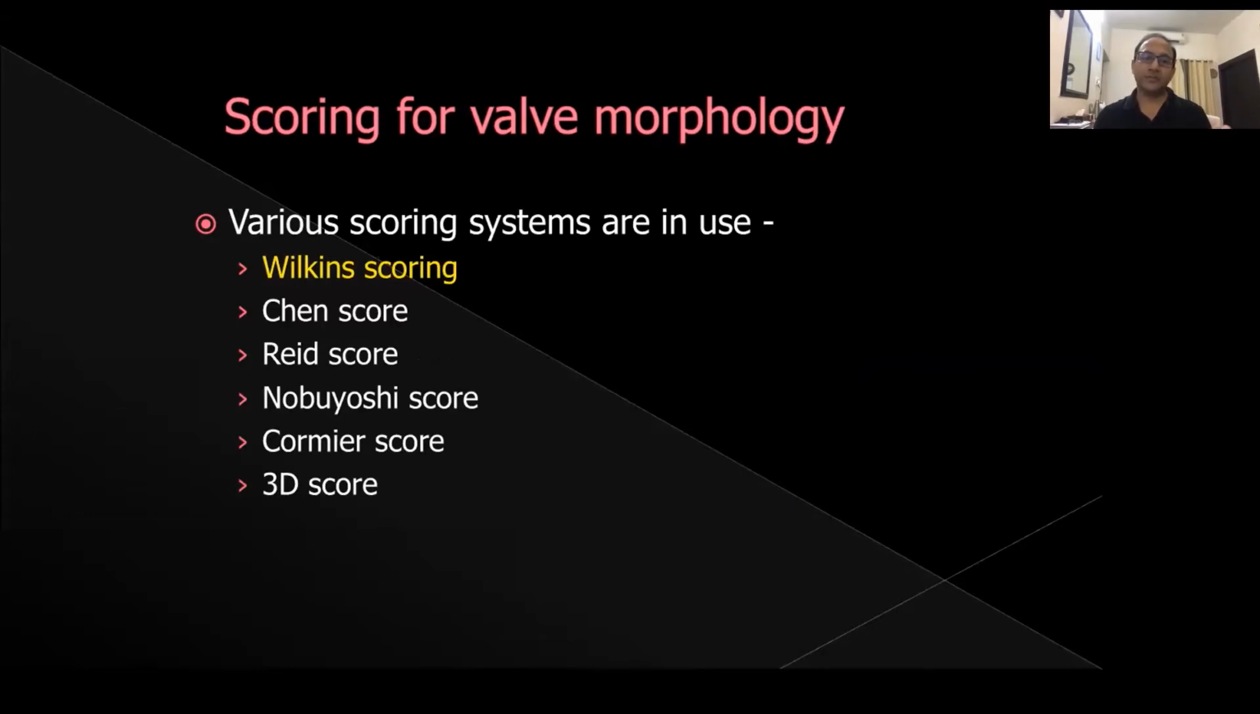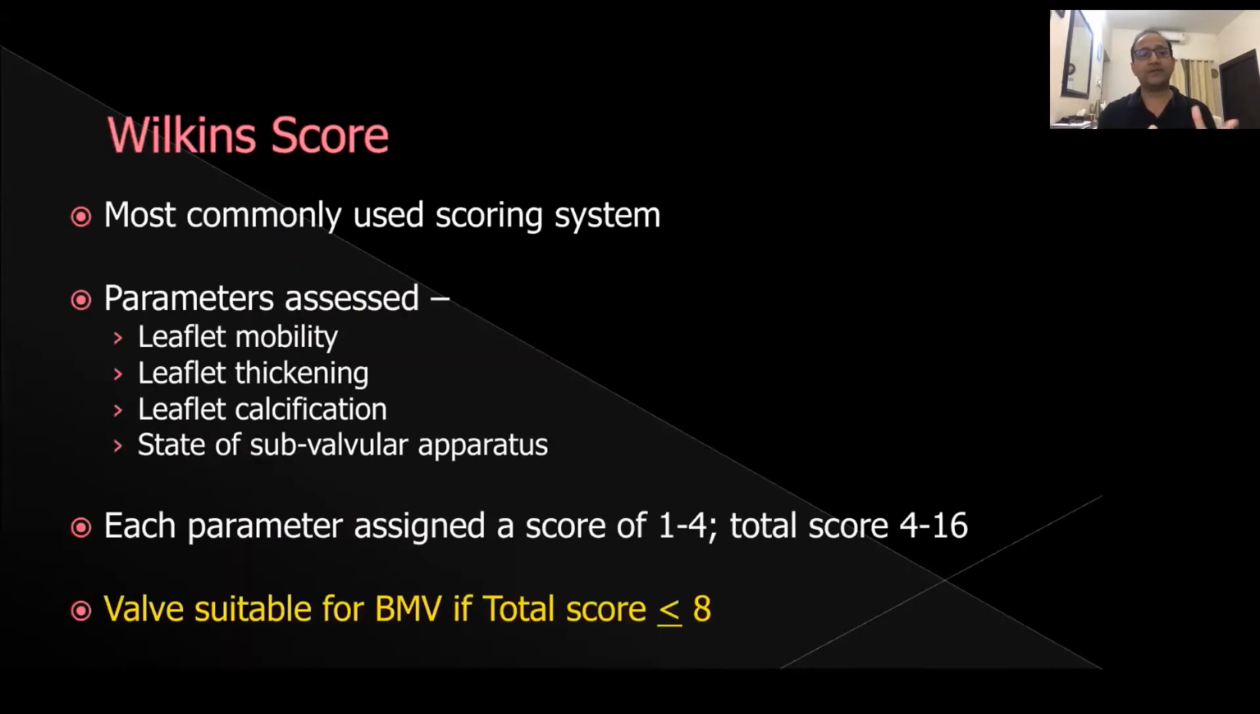Now, the most commonly used one is the Wilkins score. You also have Cormier score, and there is a recent publication on 3D scoring as well. You have Chen score, Reed score, and Nobuyoshi score, which actually looks at the commissures as well. But let's talk about the more common Wilkins score.